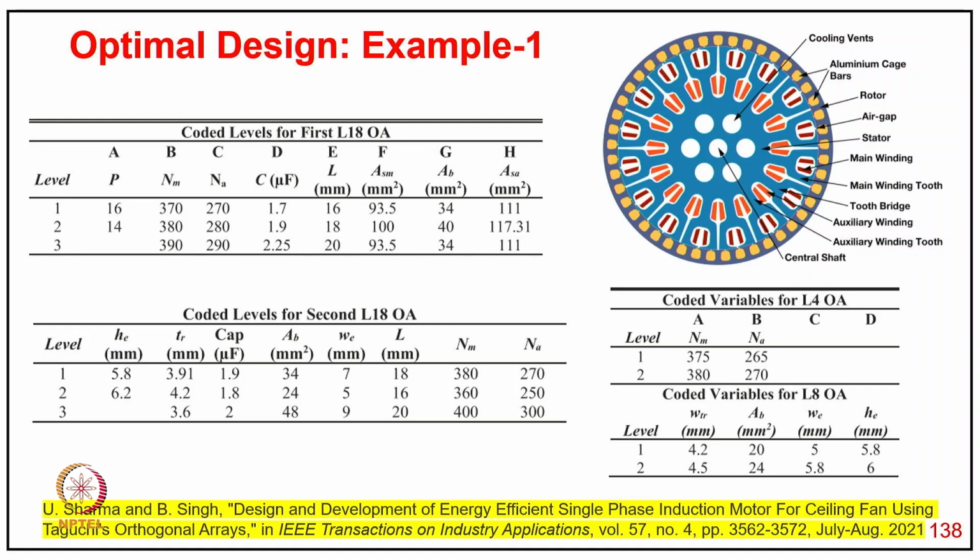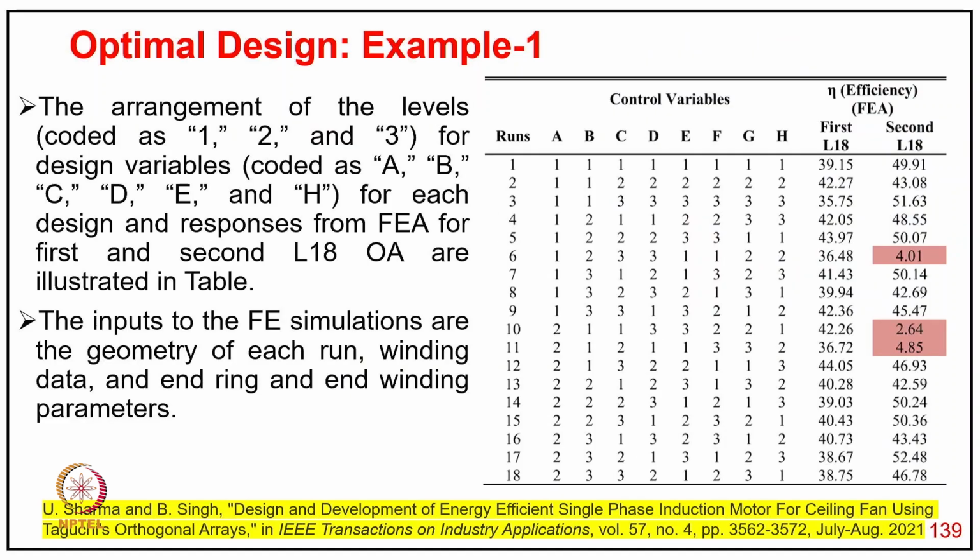And here coded typically, as you can see, the complete geometry, the different parts of the motor in the cross section, which are shown here. The level 1 and 2 for the number of turns, auxiliary and main, and the coded bar for the width of the teeth and the bar cross-section area with the levels 1 and 2. So now you can see here typically the arrangement of the levels coded 1, 2, 3 for design variables coded A, B, C, D, E, and H of each design, and the response from finite element analysis for the first and second OA are illustrated in the table. The inputs to the finite element simulation are the geometry of each run, winding data, and the energizing and ending parameters.